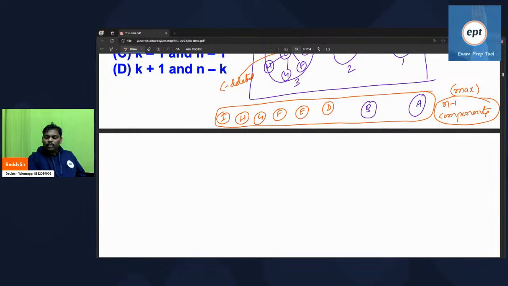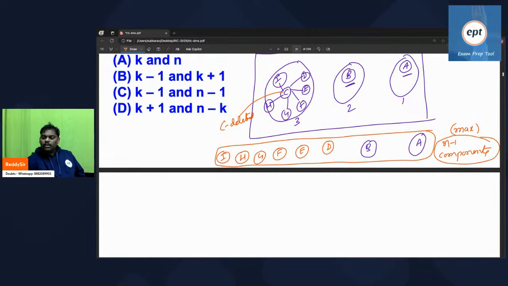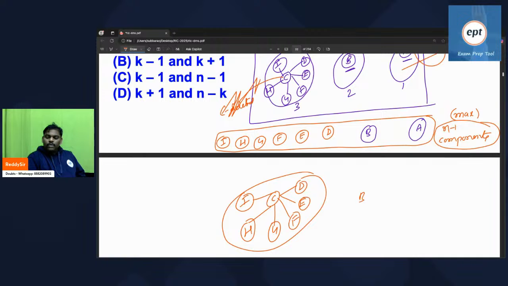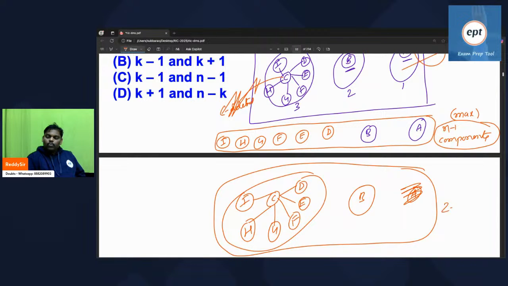Some people are asking, sir, what is the minimum? Then don't delete this; delete this other vertex. If you delete it, C, D, E, F, G, H, I will be as they are, and B also as it is, and from here A you deleted. So that component is gone. Previously three components, now it became two components. It is the minimum.